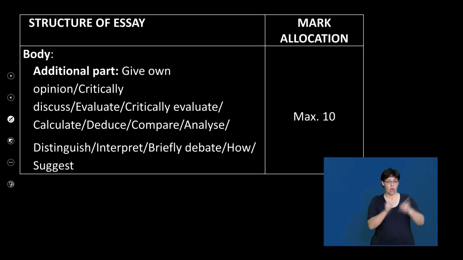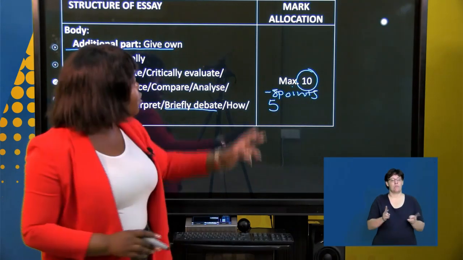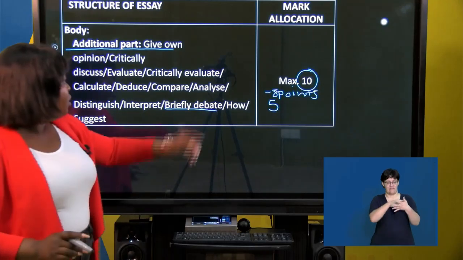The third part of your essay is the additional part, where you will be asked things like give own opinion, critically discuss, evaluate, critically evaluate, calculate, deduce, compare between, briefly debate, how, suggest how, distinguish between, etc. This carries 10 marks. Of the 10 marks, you need to give at least 5 points here. Remember, I said write in point form. That is the minimum you need to have, because normally we mark at least 2 marks per point. So to get the 10, make sure you give the 5 points there.